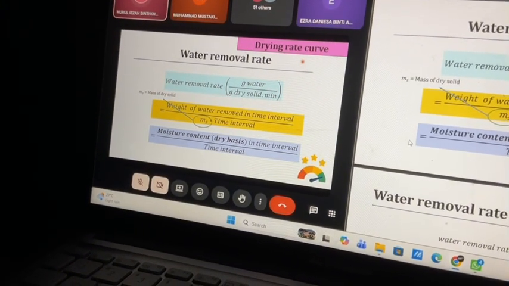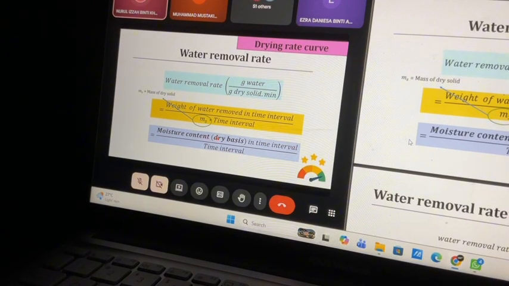Drying rate curve, from the name itself, you know it is the water removal rate, to plot the moisture removal rate. So how to get the value of the moisture removal rate, or the water removal rate, is here in the formula. You can see the weight of water removed in the interval per time divided by the mass of solid. So here it is actually the water removal over the dry solid.